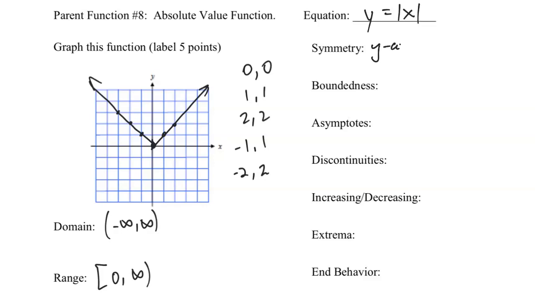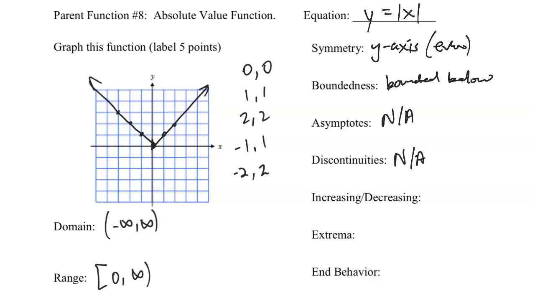It is symmetric to the y-axis, which means that we call the function even. It is bounded below, as you can see from the range and from the graph, the fact that you can draw a horizontal line below the graph. There are no asymptotes on the absolute value function. It is not discontinuous at all. It can be drawn without picking up the pencil.